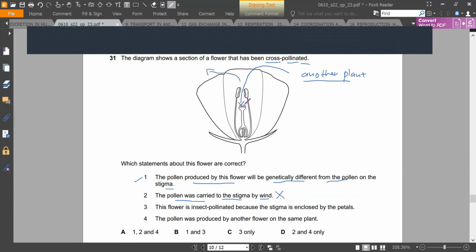So this one will be insect pollinated. Normally this structure is indicating insect pollination. Pollen produced by another flower on the same plant: this is no, this is self-pollination. So 1 and 3.